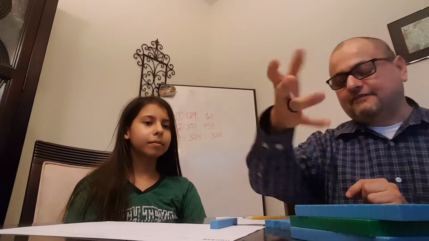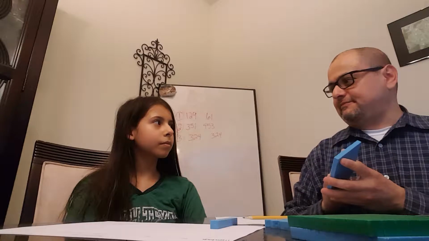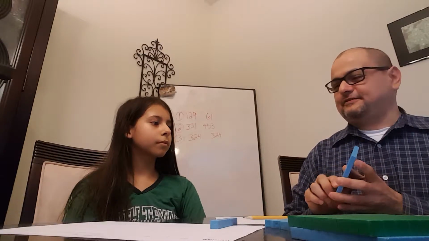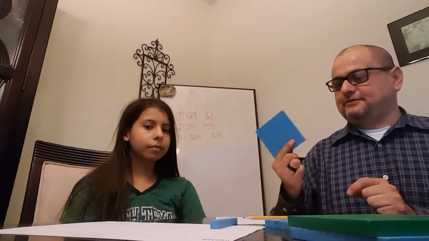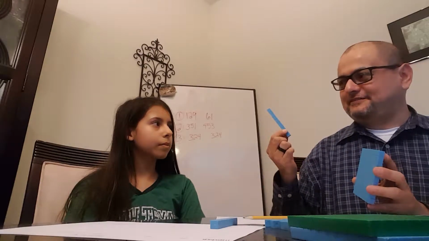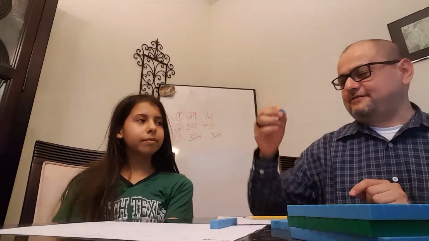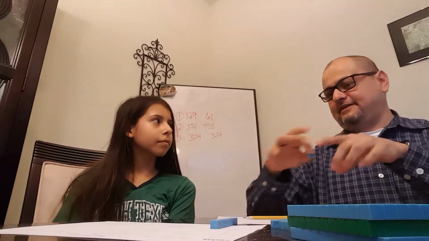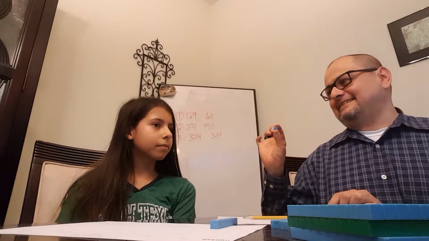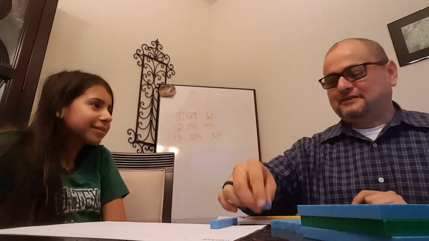So if we have 10 hundreds, how much will that be equal to? 1,000. So that will be 10 of those. And if it was 1,000, how many tens do you have? 100. Good job. And if you have the big square with 1,000, how many singles will you have? 1,000. Okay, good job.